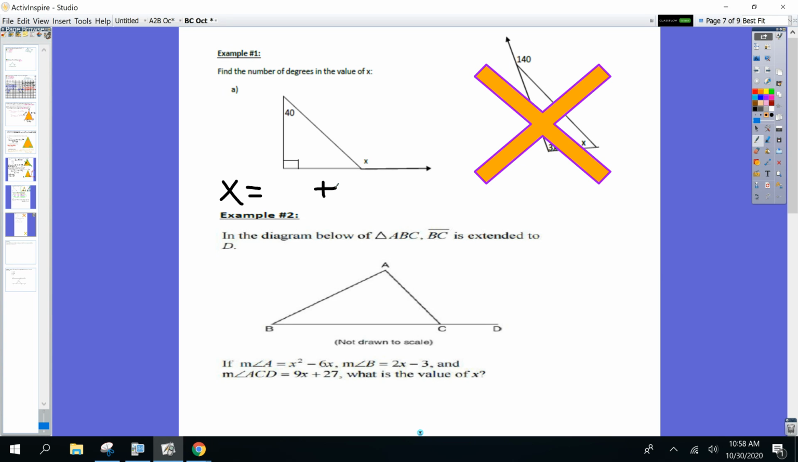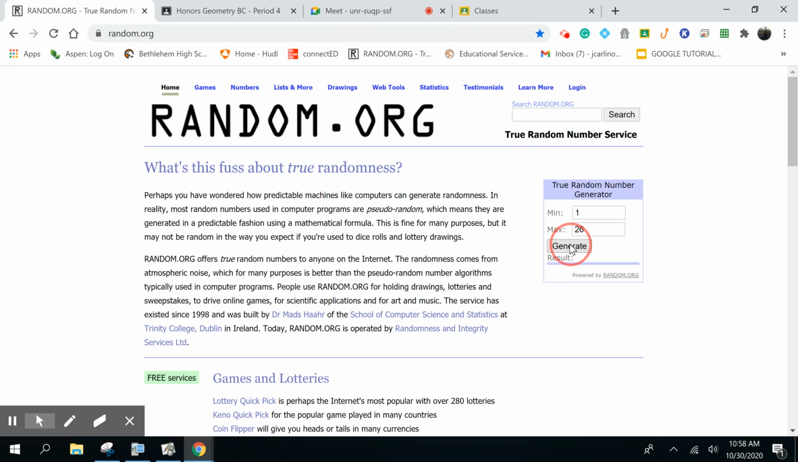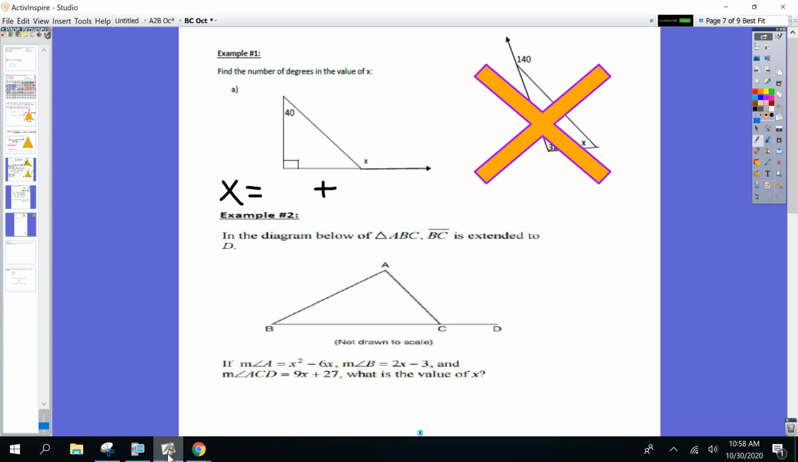So if I'm talking about exterior angle X, what are my two remote interior angles in that diagram? Hayden, back to you. What are my two remote interior angles for angle X? 40 and 90. Got it? So that exterior angle is 130.